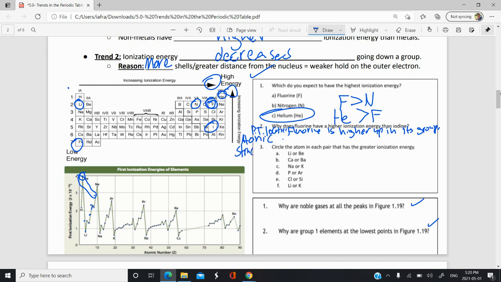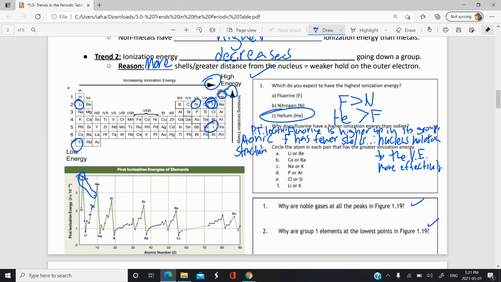To explain it with atomic structure, well, fluorine has fewer shells, therefore the nucleus holds on to the valence electrons more effectively. And so that requires more energy to rip away the electron.